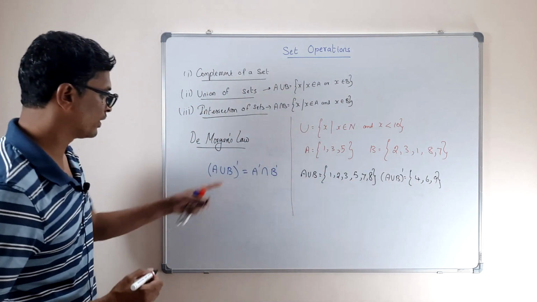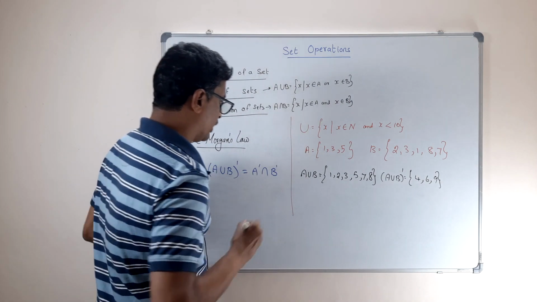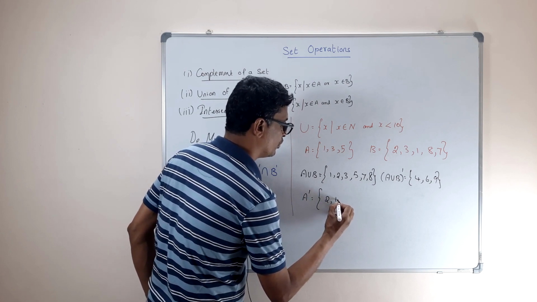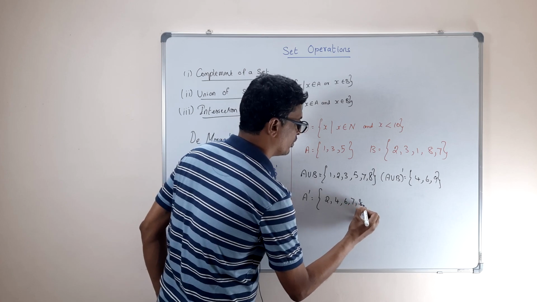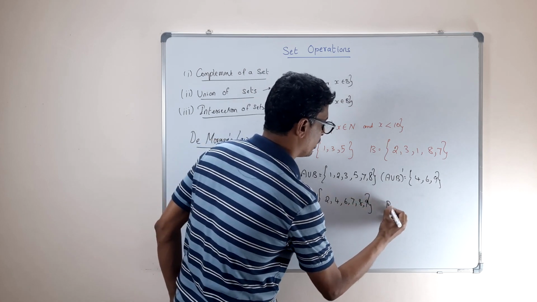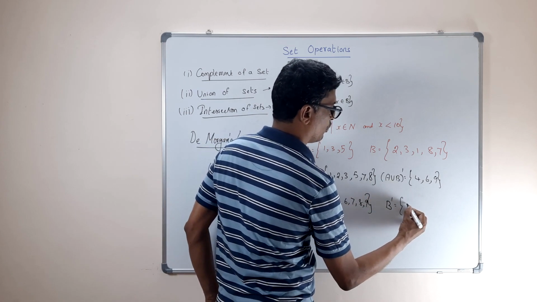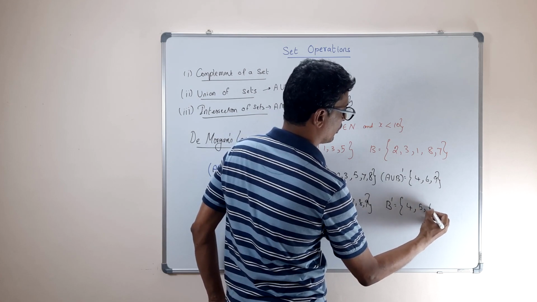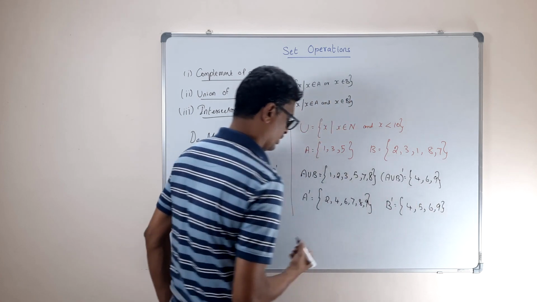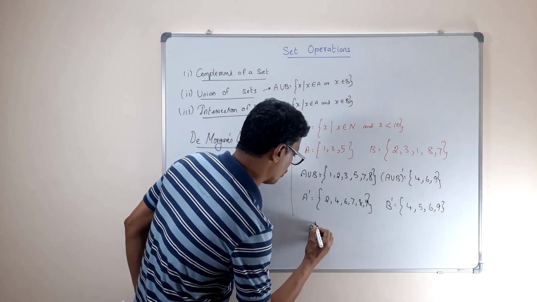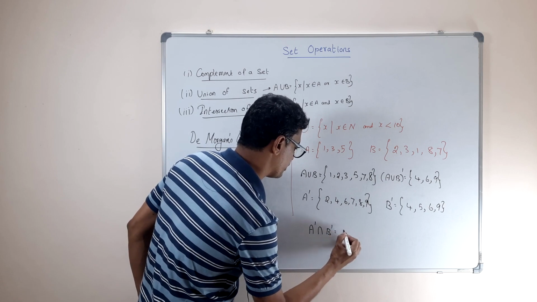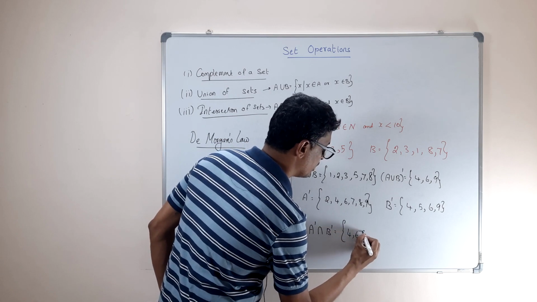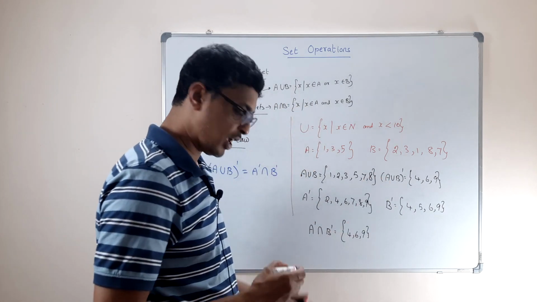So now let us go for the right hand side. Can you tell me what is A complement? 2, 4, 6, 7, 8, 9. Can you tell me what is the complement of B? 4. 1 is there, no? Oh, 1 is there already. Okay. 4, 5, 6, 9. Can you tell me what is A complement intersection B complement? 4, 6, 9. Correct? Sure? 4, 6, 9. Okay? So it is coming.